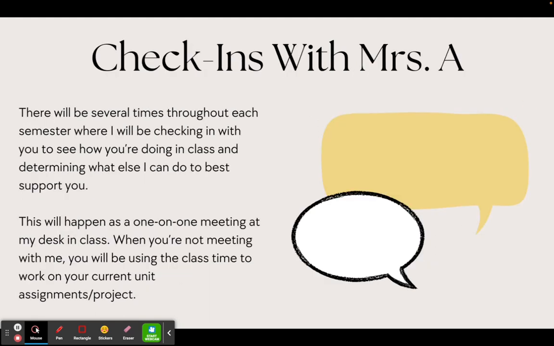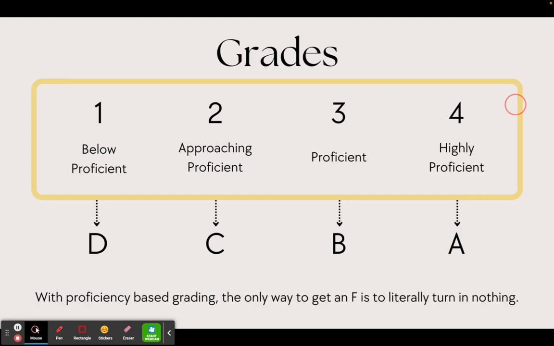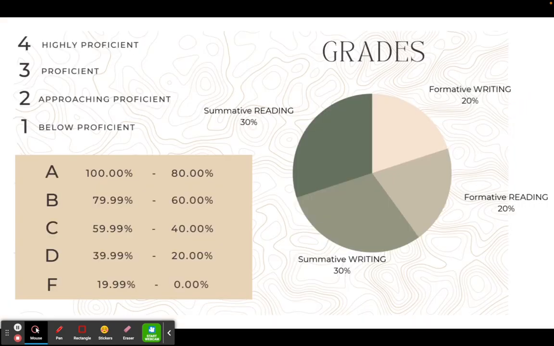Check-ins, this is one of my favorite things. I will have an opportunity to check in with you at least once next semester, but I'm hoping for possibly twice or three times. I grade on proficiency. So essentially, this is what it looks like. 4 is highly proficient. If you are aiming for honors credit, you really want to aim for a 4.